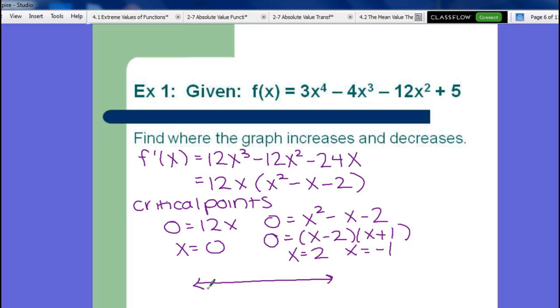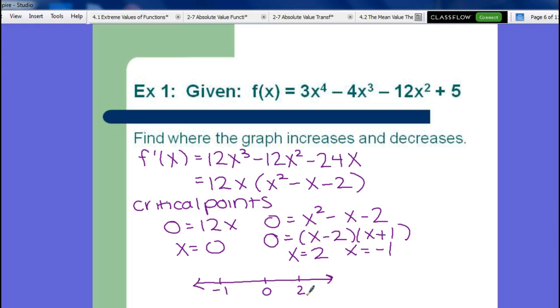This is where I said the love-hate relationship. The AP test readers will not look at or grade your sign chart at all. You have to put into words the increase or decrease intervals. So this is awesome. It helps you. You get these values, but they mean nothing to a reader.